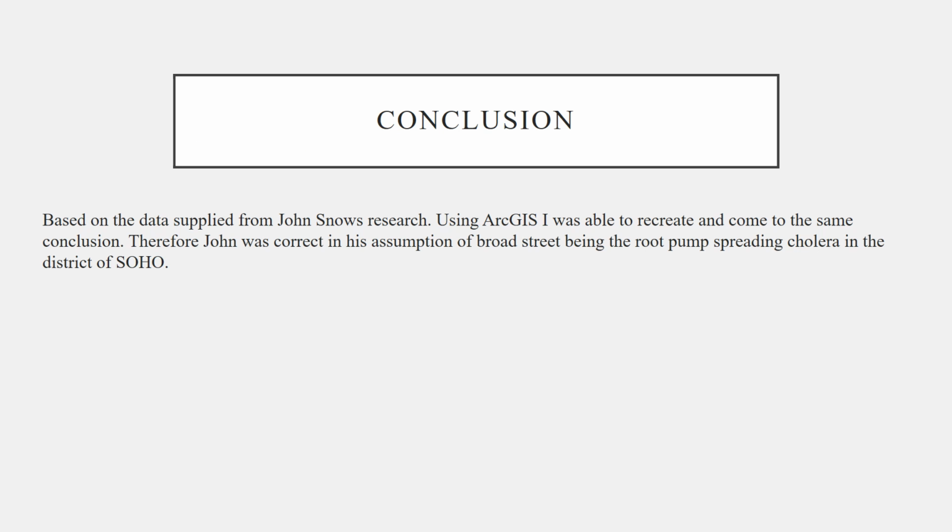Based on the data supplied from John Snow's research, using ArcGIS, I was able to recreate and come to the same conclusions as he did. Therefore, John was correct in his assumption that the Broad Street pump was the root pump spreading cholera in the district of Soho. And as John Snow is the founding father of epidemiology, if his data had been wrong, it may have taken us longer to develop this new branch of study, which is very integrated while at the same time can differ greatly. As you have seen before, we can integrate epidemiology into other aspects of our life. So in conclusion, I think it is important that John Snow's research was correct. If it had not been, we would maybe have turned our back on epidemiology and figured this out later in life, and we wouldn't be where we are today.